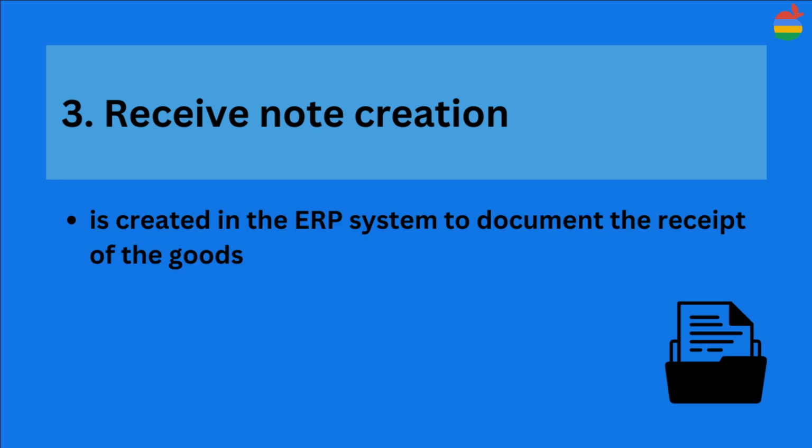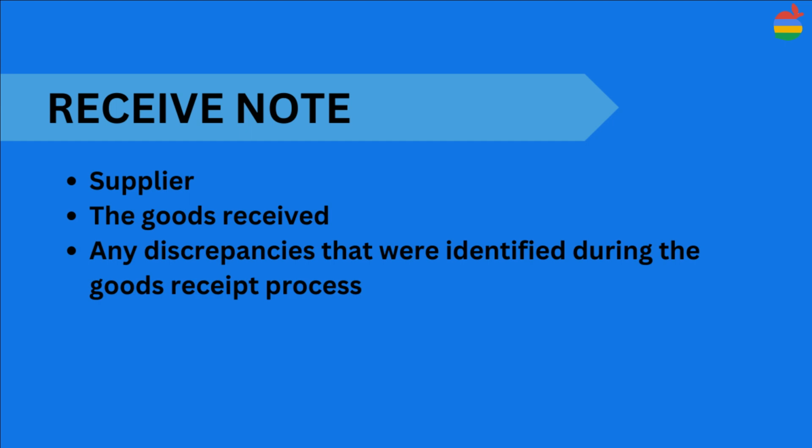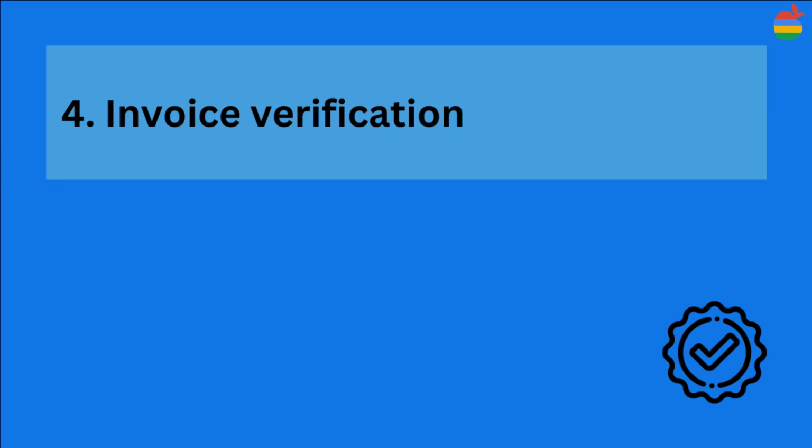A receive note is created in the ERP system to document the receipt of the goods. The receive note should include information about the supplier, the goods received, and any discrepancies that were identified during the goods receive process. Number 4, invoice verification.